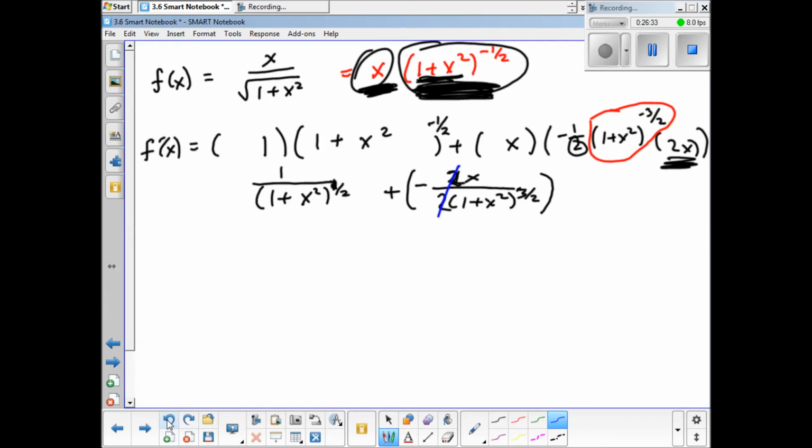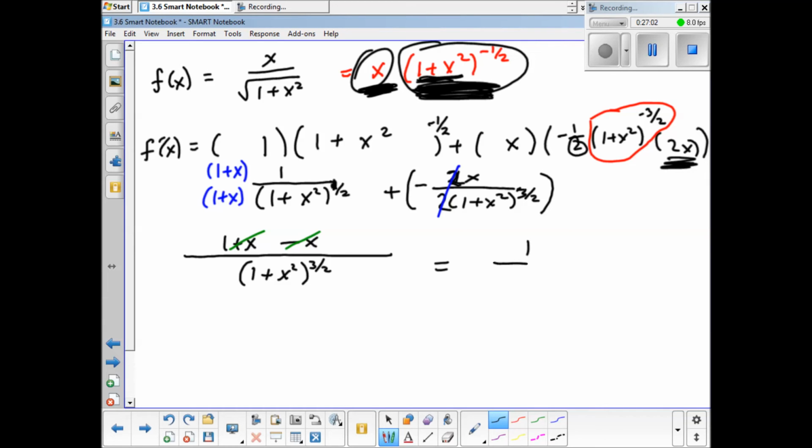Okay, so I'm not going to put the 1 power on there. I'm just going to write 1 plus x squared and 1 plus x squared multiplication. Okay, so we end up with 1 plus x squared minus x squared all over 1 plus x squared to the 3/2. And these cancel out. And we end up with 1 over 1 plus x squared to the 3/2. And then don't try to distribute that power or anything. That's your derivative.